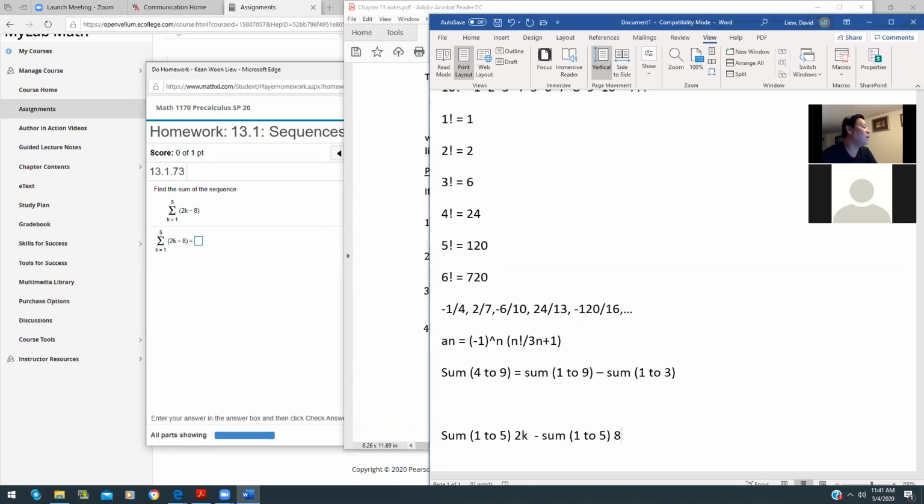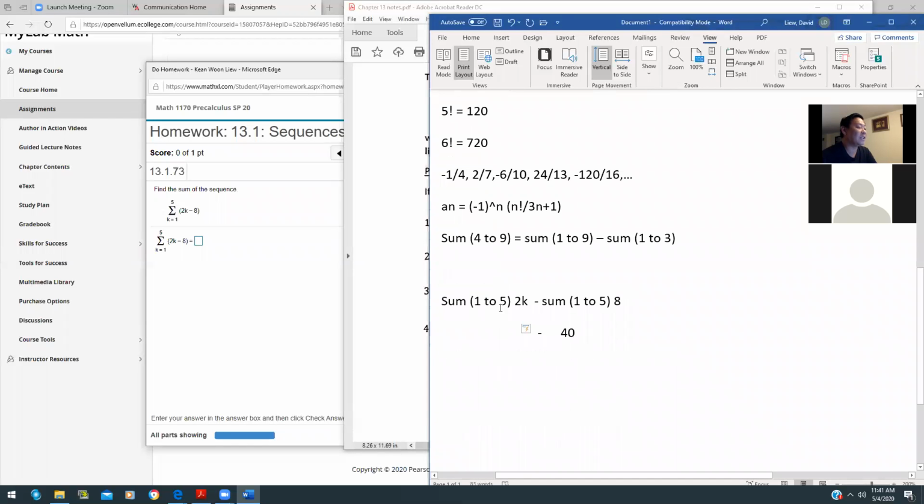Now, the sum from 1 to 5 of 8 is easy to find. The reason is that this is a constant term, not a variable. So if there's no variable, you just multiply: 8 and 5. So this sum from 1 to 5 in this case is 40. So we know this is 40. Now the question is to find the sum from 1 to 5 of 2k.